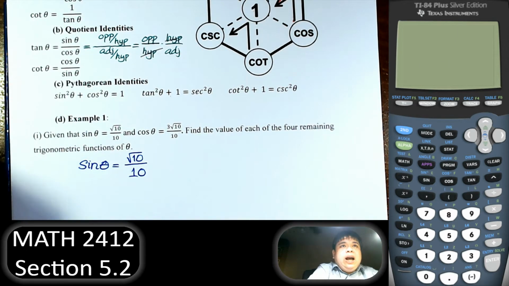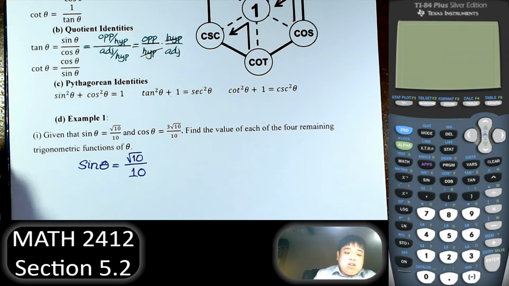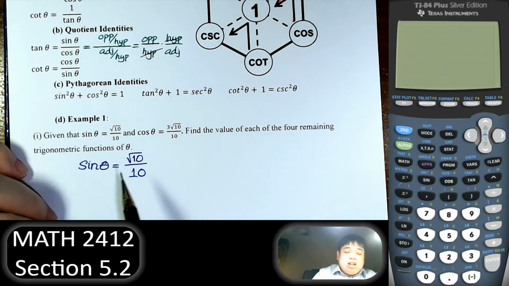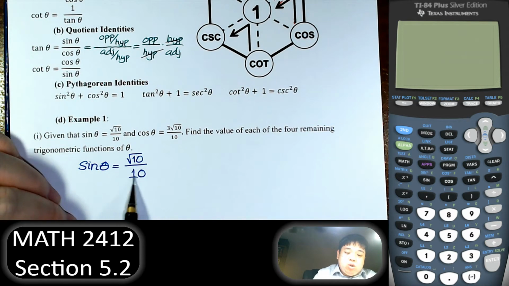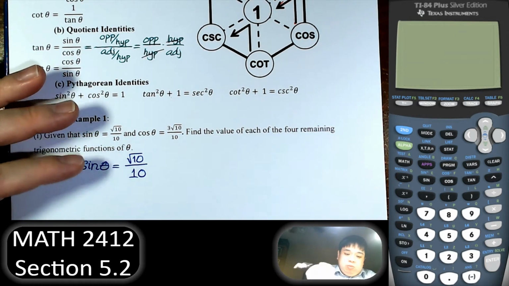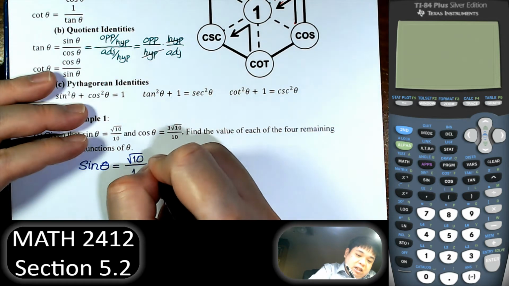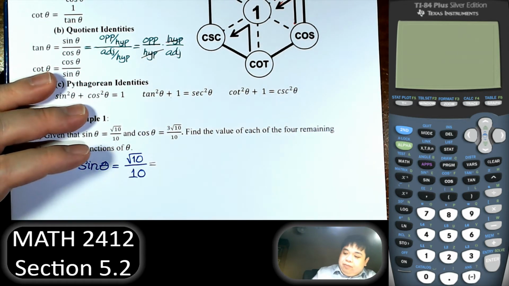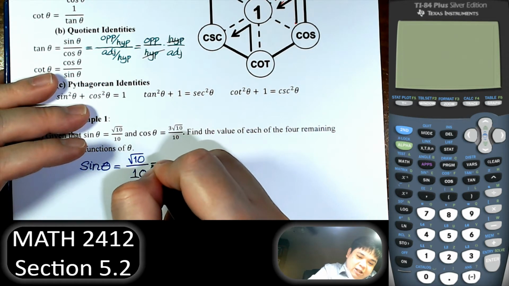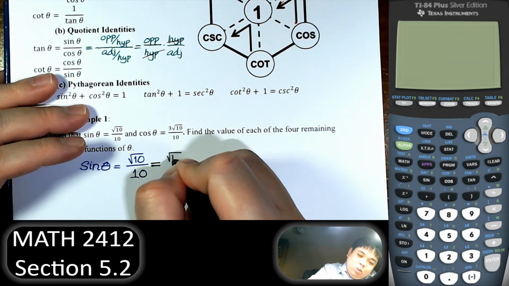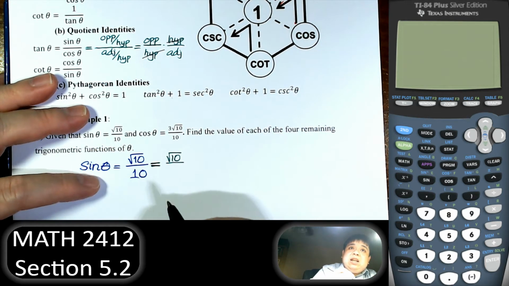By the way, in my MyMathLab, when you type the answer, usually we can type it like this, where we have no square root in the denominator. But in terms of math, it doesn't matter. We can write this as square root of 10 over 10.